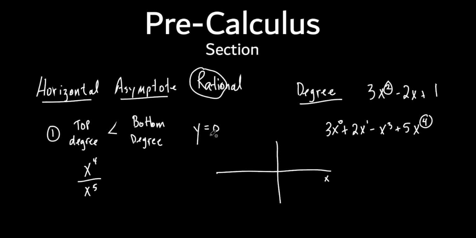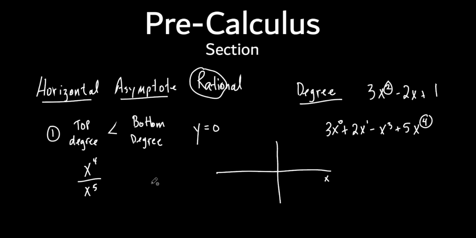It's not just 0. Remember, it's an equation of a line. That's what we're trying to find, the equation of a line, all right? And the equation of the line is y equals 0. Everybody got it? So this is going to have a horizontal asymptote of the x-axis, or y equals 0.